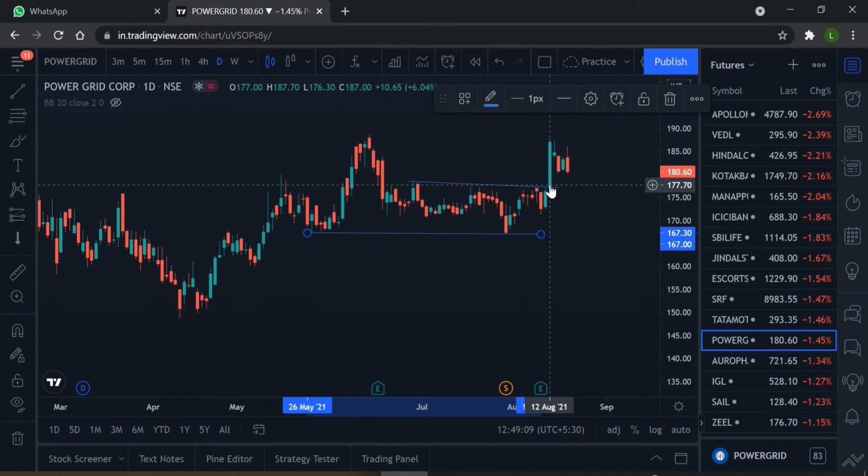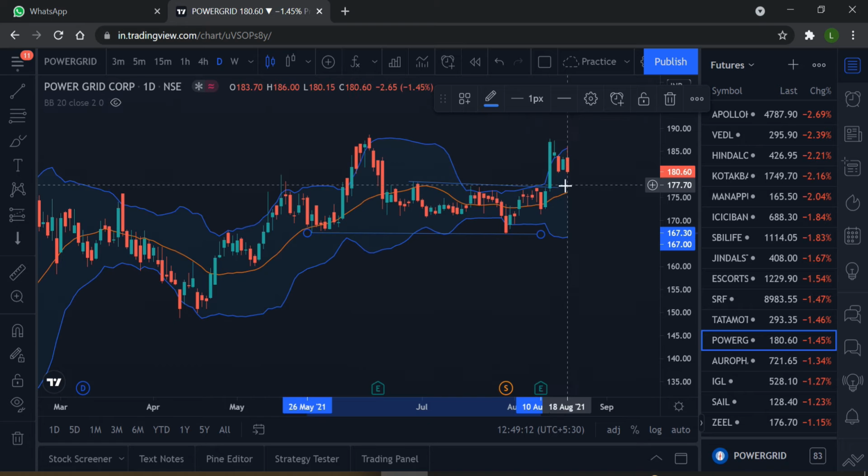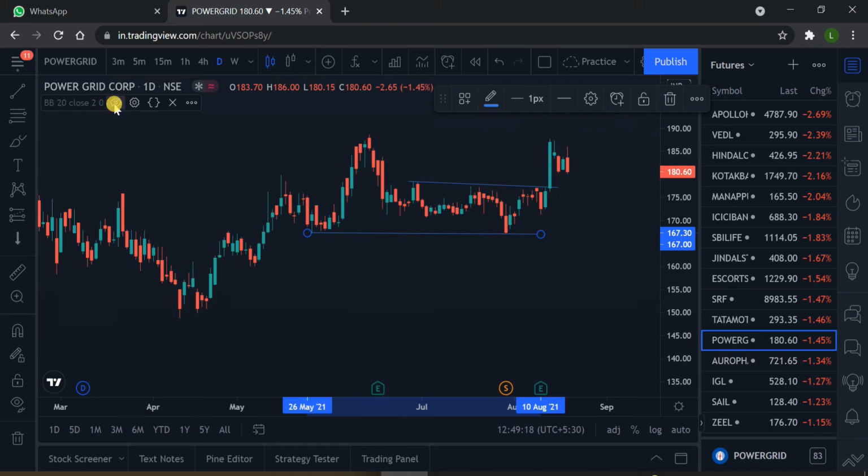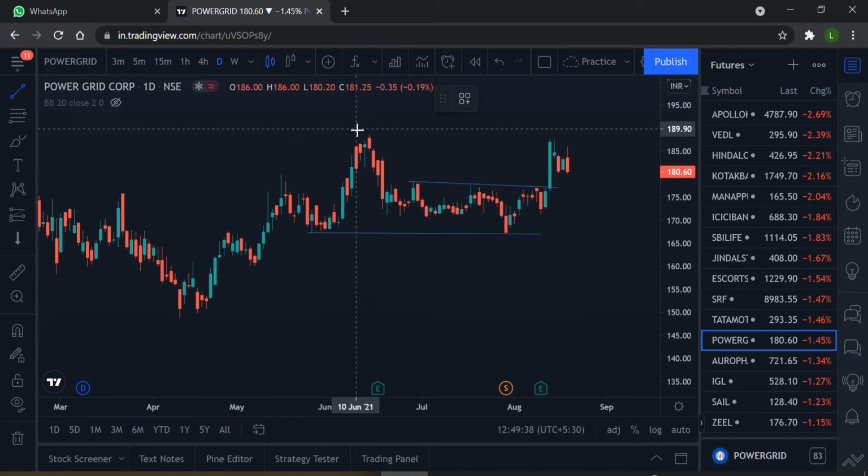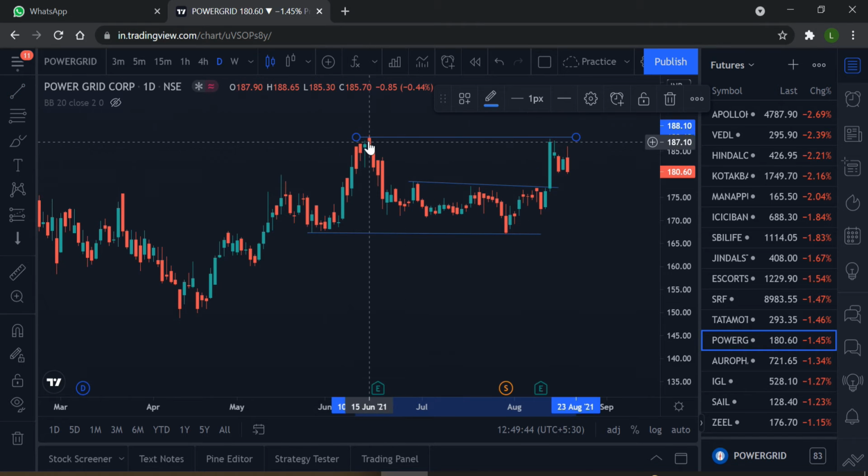Then there is a breakout here. At the same time, the Bollinger Band also gave the breakout. So this is how we can use the Bollinger Band to identify the breakouts, not to take the decisions. Decisions should be based on the breakout of patterns or the breakout of support and resistance. So here the resistance has broken and then it has gone upside. Again there is a resistance here, so it has gone till this point and then started reversing. It has gone till this point and then immediately I booked my profit.